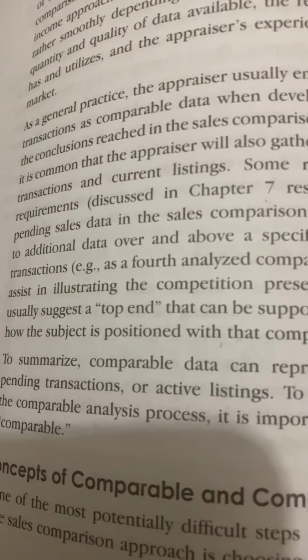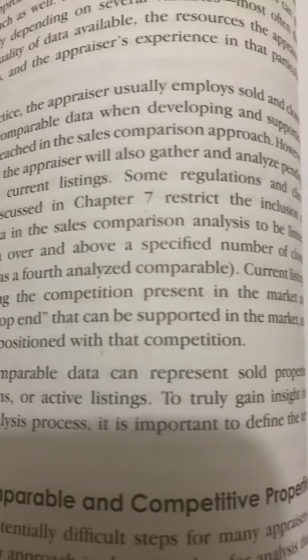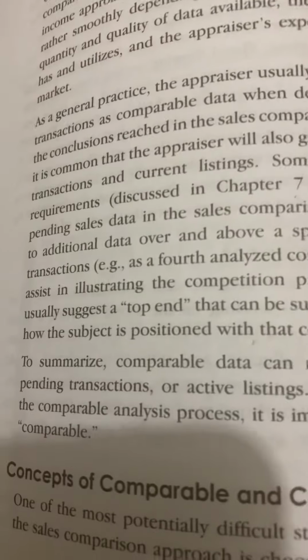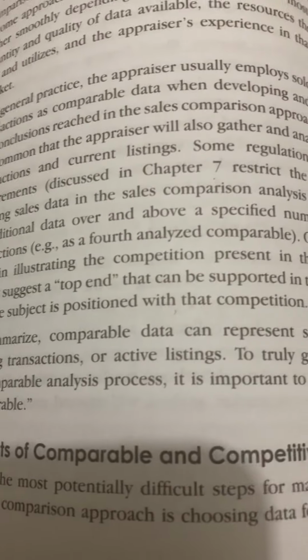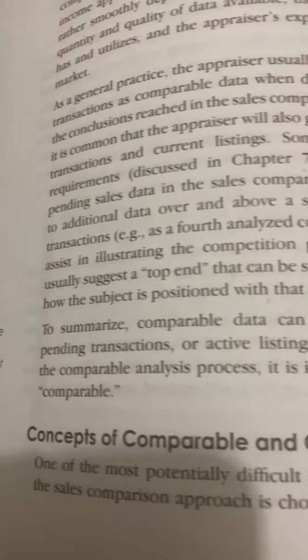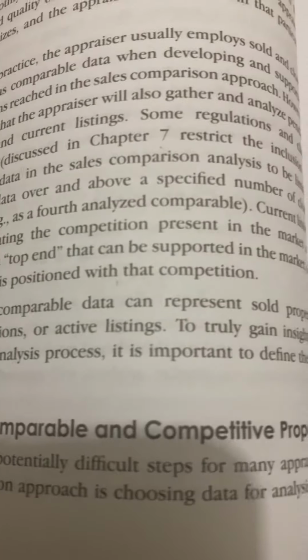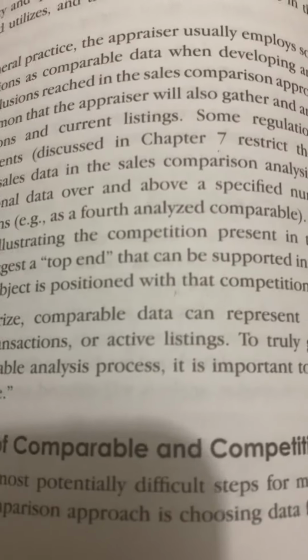Current listings assist in illustrating the competition present in the market and usually suggest a top end that can be supported in the market and how the subject is positioned with the competition. To summarize, comparable data can represent sold properties, pending transactions, or active listings.